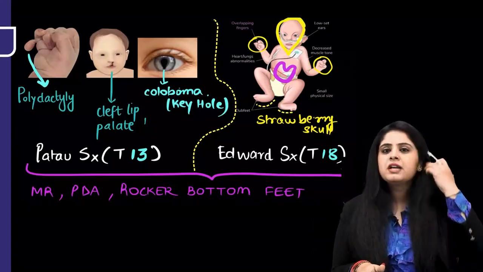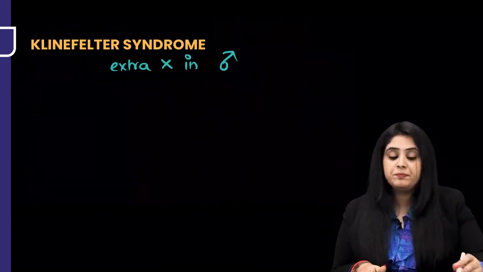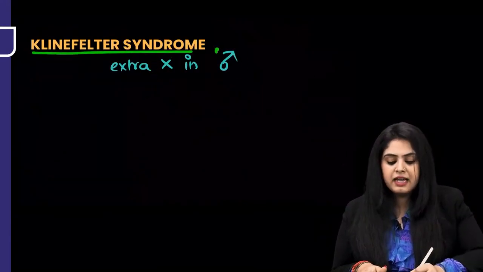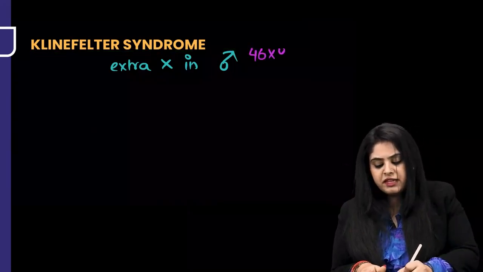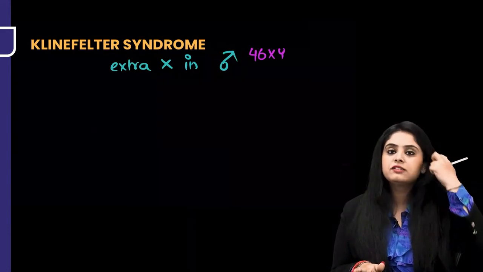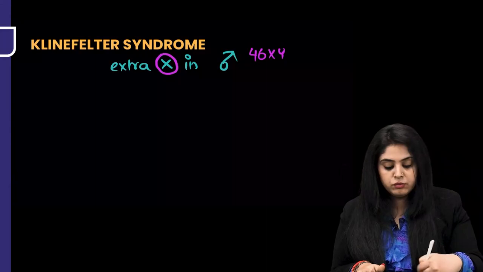Shall we move forward? I'm only talking about numbers. What is it about X and Y chromosome being extra? So remember, what is Klinefelter? Klinefelter is any man. Any man means 46XY. Every man is 46XY. But I'm saying that now this man will have an extra X chromosome.